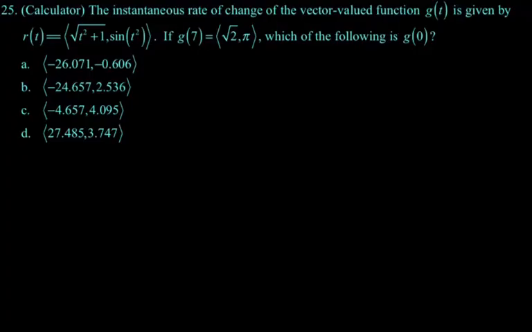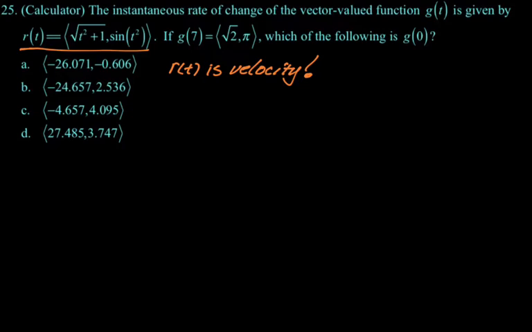The instantaneous rate of change of the vector valued function g of t is given by r of t equals square root of t squared plus 1, comma, sine of t squared. If g of 7 is equal to the square root of 2, comma, pi, which of the following is g of 0? So here we get to rearrange the fundamental theorem. Key thing here, and sort of weird, r of t is the velocity in this case. Usually r of t is the position.